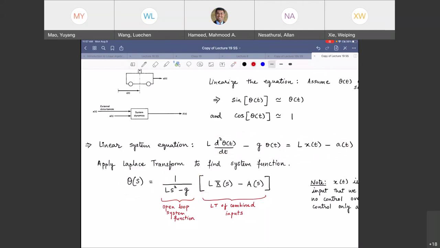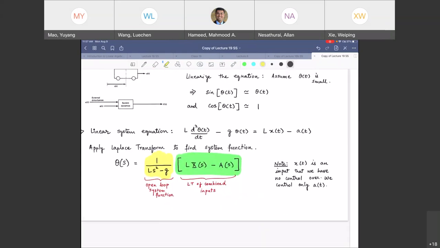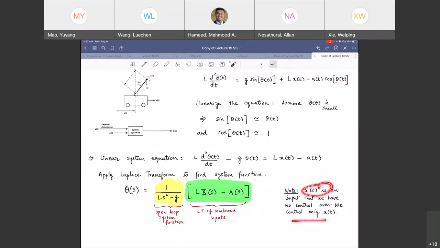So what we have here is this guy, what is this corresponding to? This corresponds to Laplace transform of combined inputs, x and a. However, this guy is simply your open loop system function. X of t, we don't have any control over. The only thing that we can control is a of t. So L x of t minus a of t, that is the Laplace transform of both the inputs. One is in our control, one is not in our control. This particular term doesn't have anything input related, which means that it has to do with the system.